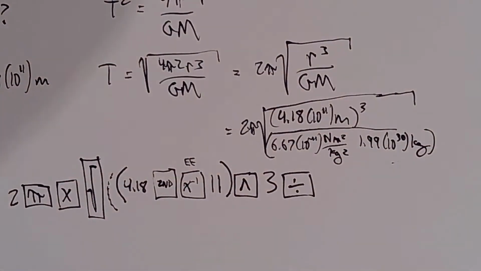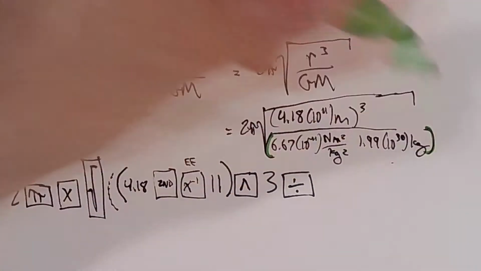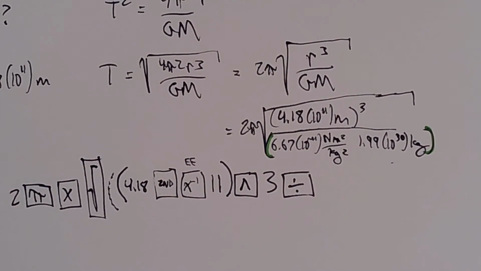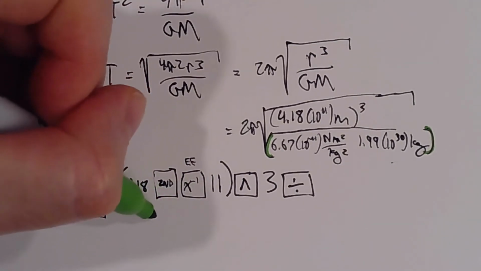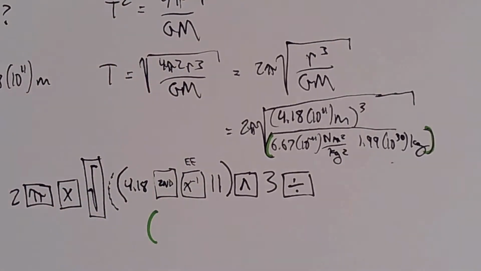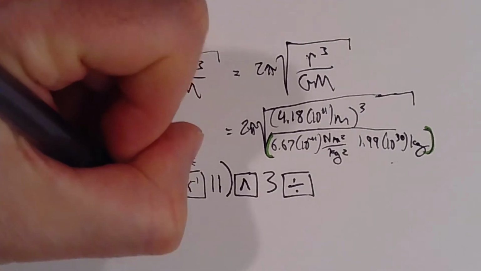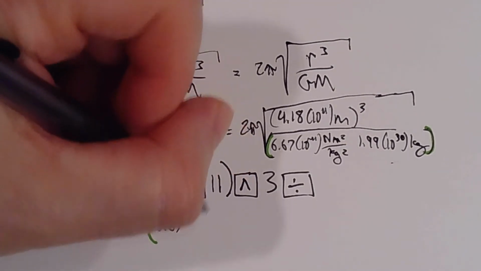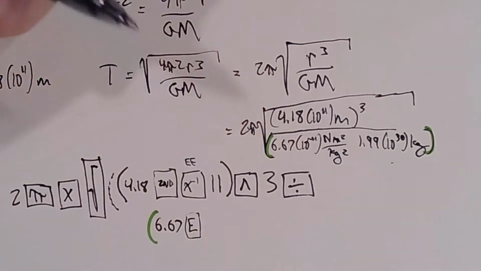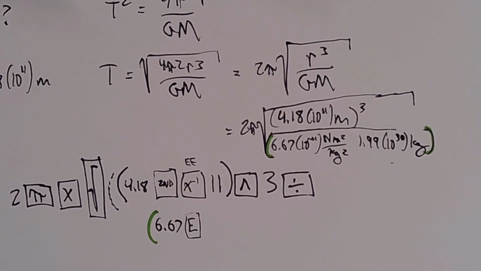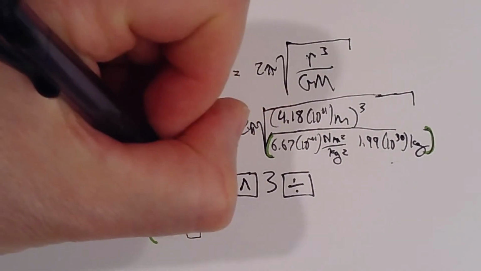In fact, here I'll even color code it to make it easier. We have to keep these together when we solve this out. So I'm going to drop down a line, and I'm going to add a parenthesis. It's going to be 6.67. I'm just going to write E for the sake of simplicity. Oh, look at this. This is 4.18 times 10 to the 11th, and this is 6.67 times 10 to the -11th. How interesting.